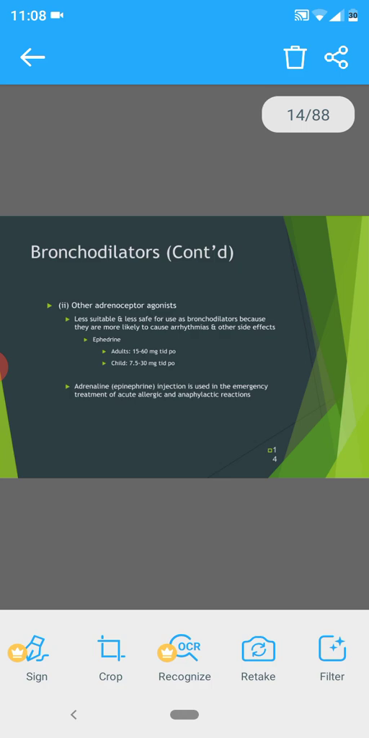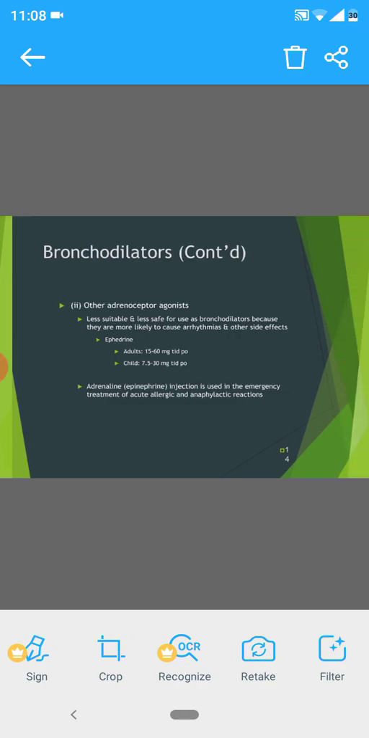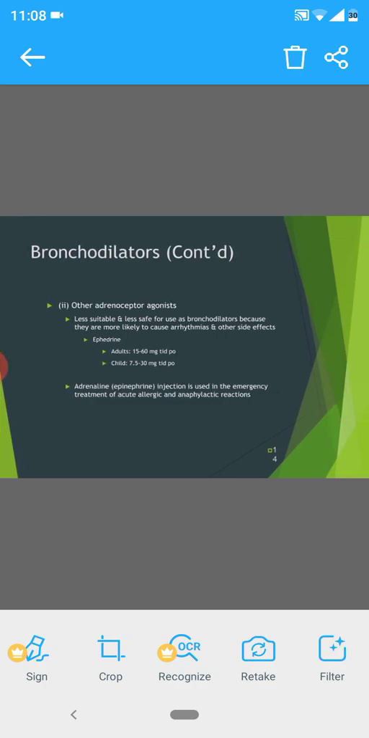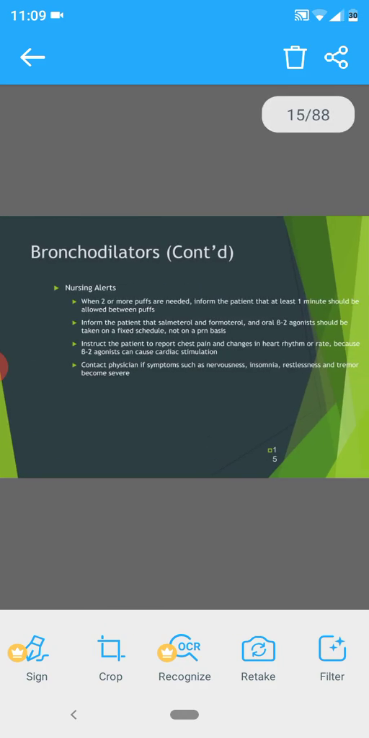Next is bronchodilators. Other adrenoreceptor agonists are less suitable for bronchodilation and usually not given. Other drugs like adrenaline and norepinephrine, they also have the same type of action, but they are usually used in case of prophylaxis.